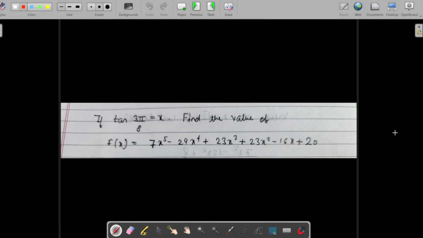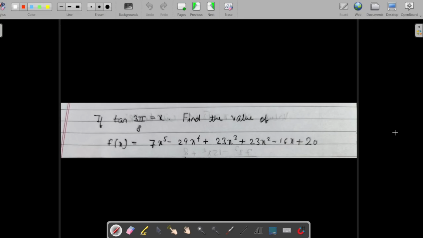Like many questions that might look like they are from one chapter, but in reality they are from some totally different chapter. This question too looks like it is from trigonometry, but it is mainly a question of theory of equations. So we have tan 3 pi by 8 as x, and then we had to find the value of f of x is equal to this whole expression.